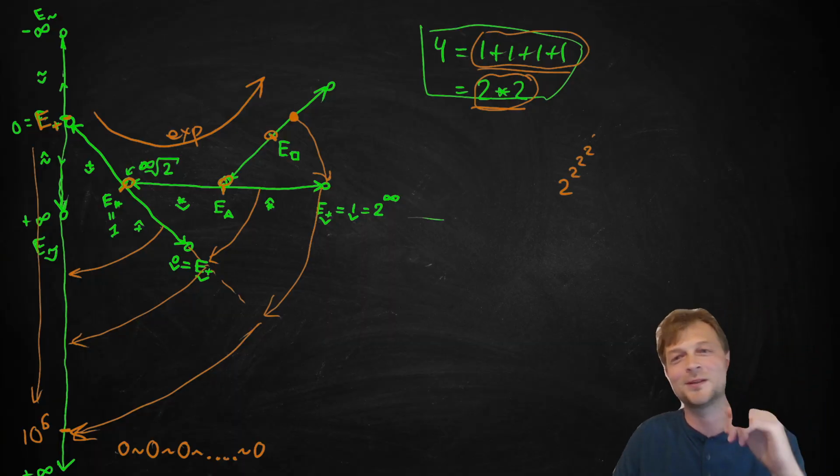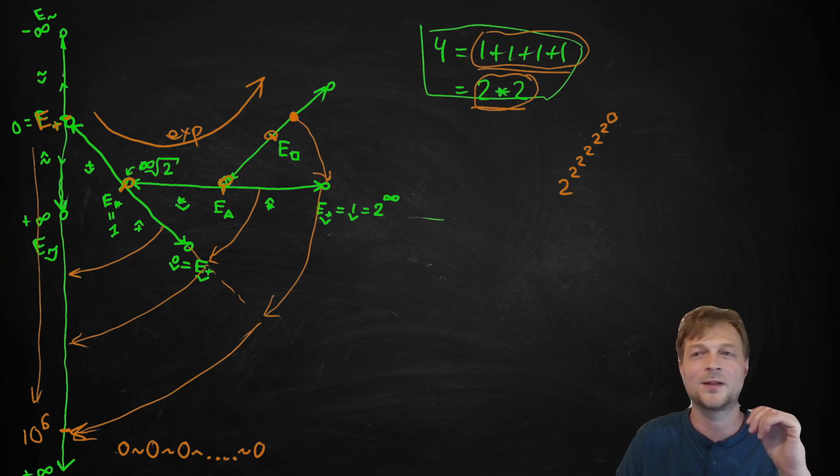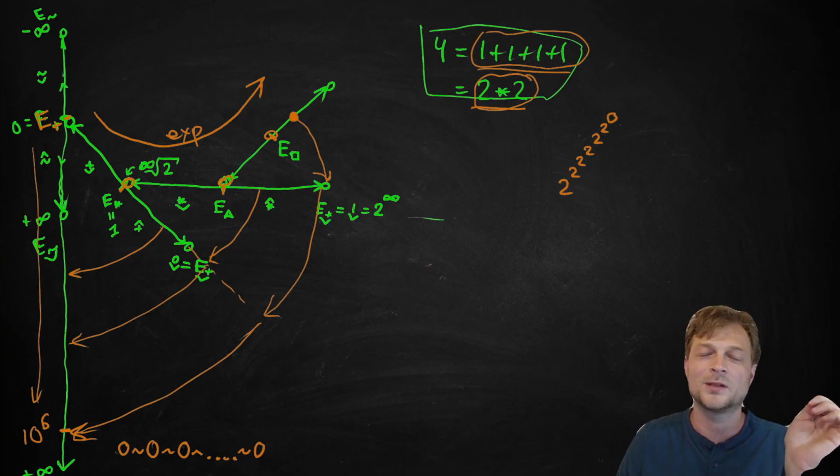Okay, so if we have all bases like 2, just moving up 7 times, 1, 2, 3, 4, 5, 6, 7, this number will already be a very big number, much larger than 1 billion.